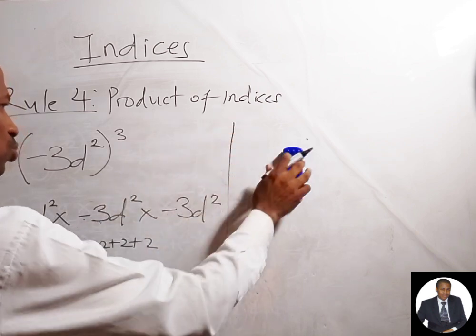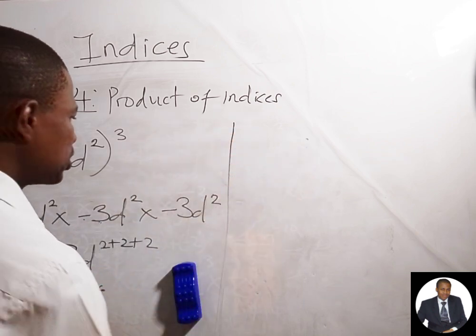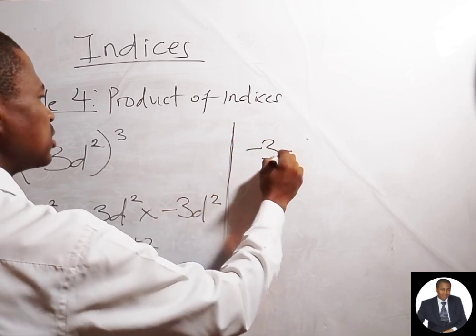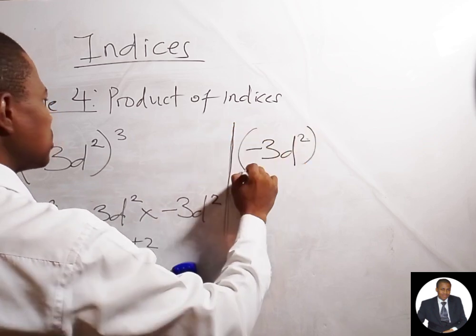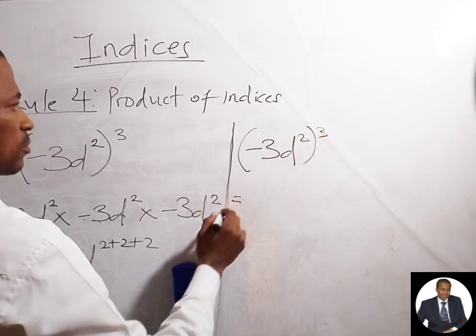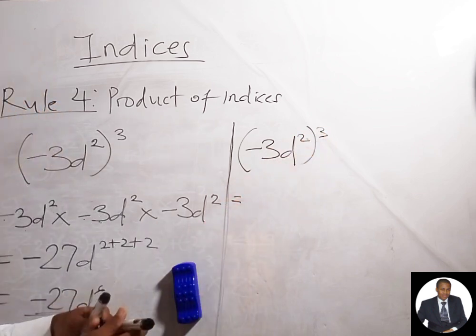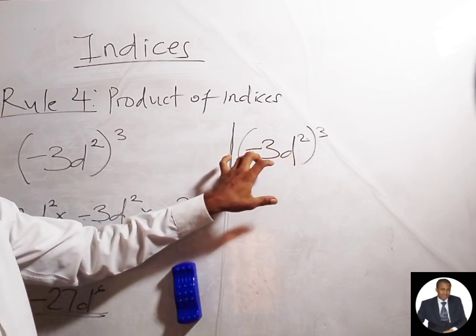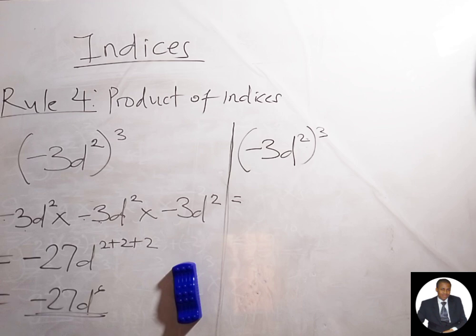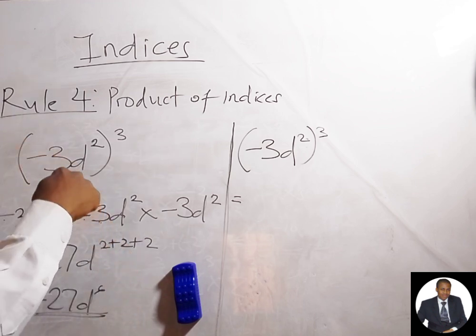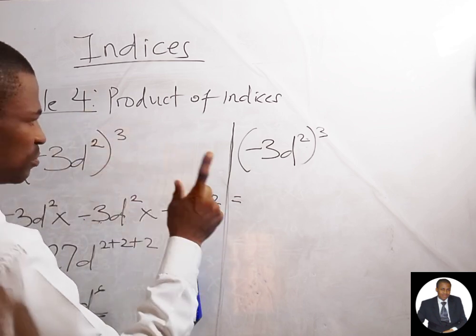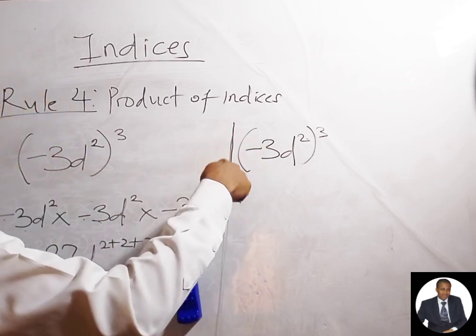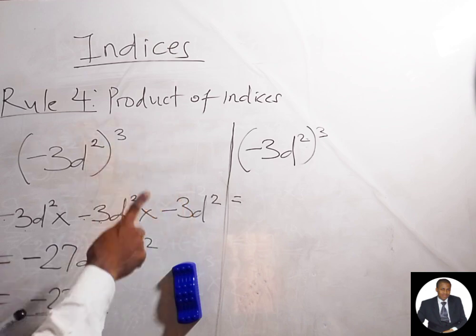The indices rule. Minus 3d squared into 3. When we have a negative sign that is multiplied in odd number, the negative sign remains. But when the negative sign is multiplied in even number times, it becomes positive.